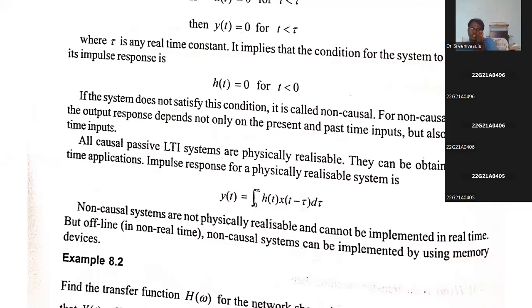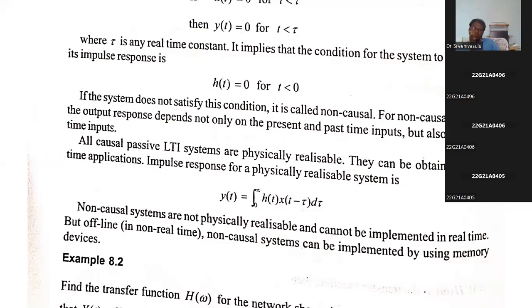Past values are on the right side, and future values are on the left side. Whenever the values are negative, that is the future; when the values are positive, that is the past. That's why we apply the input at time t equal to 0, and we expect the output also from time t equal to 0 or after time t equal to 0, not before time t equal to 0.